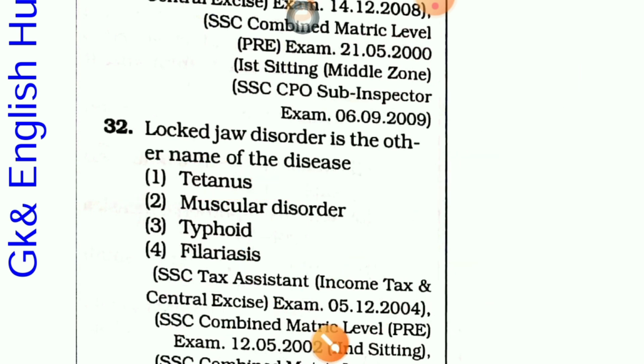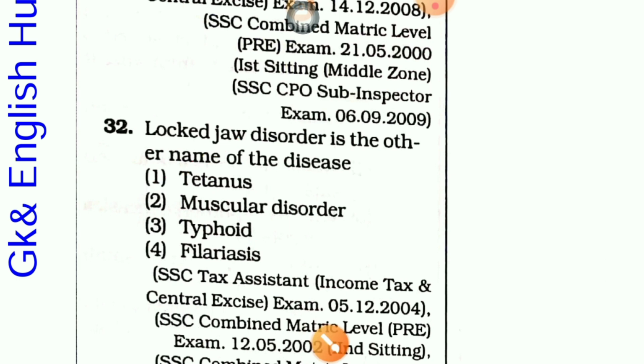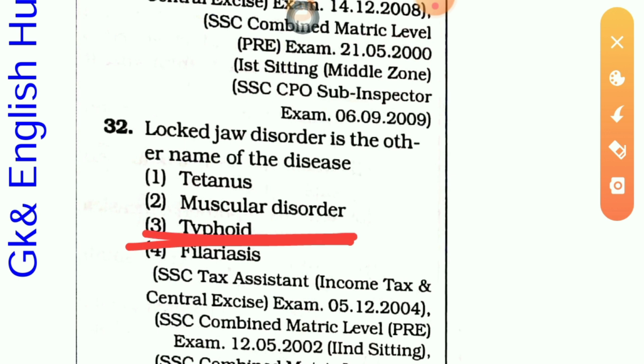And it affects our nervous system. Okay, so here the answer is typhoid. Now I am going to discuss something about these options. Typhoid is a bacterial disease and transmitted through contaminated water.